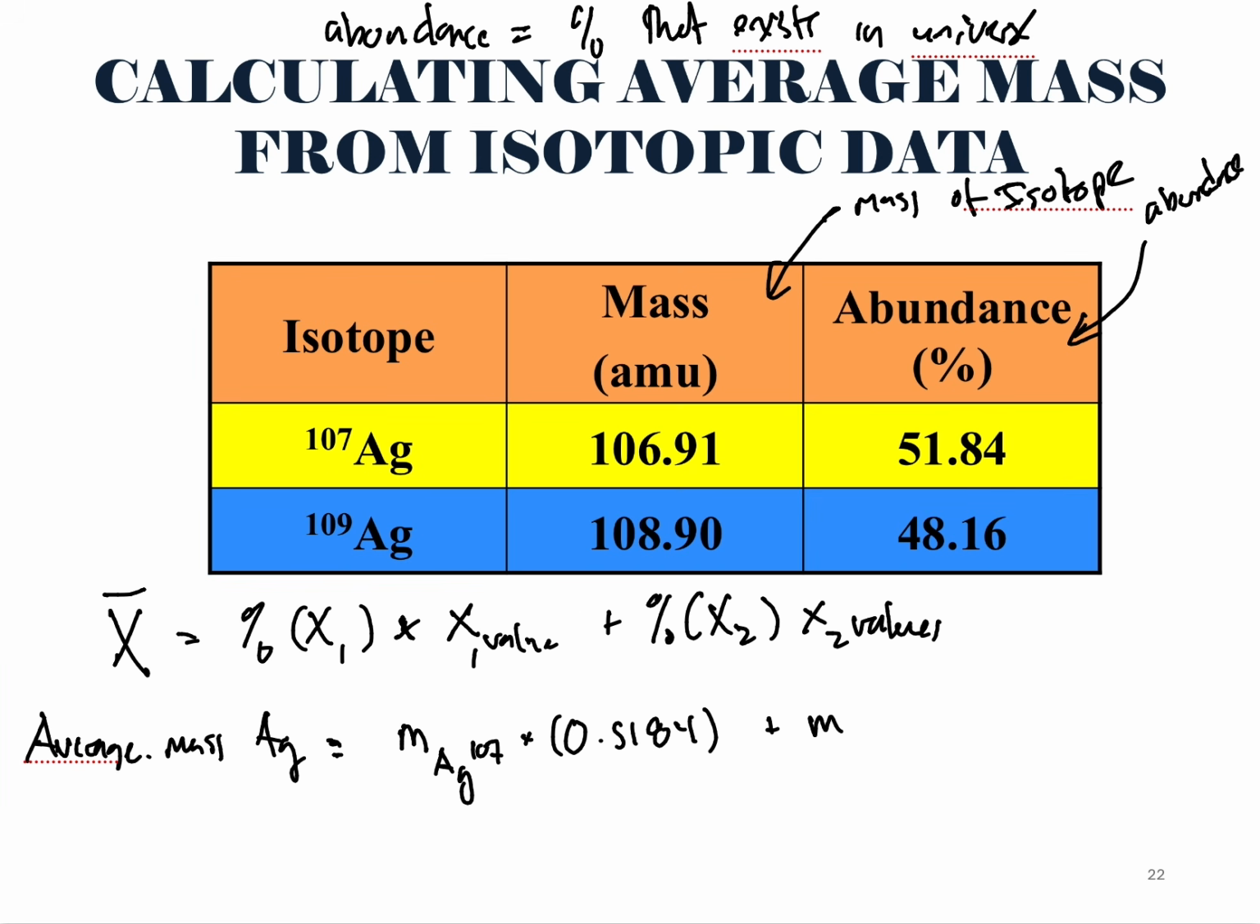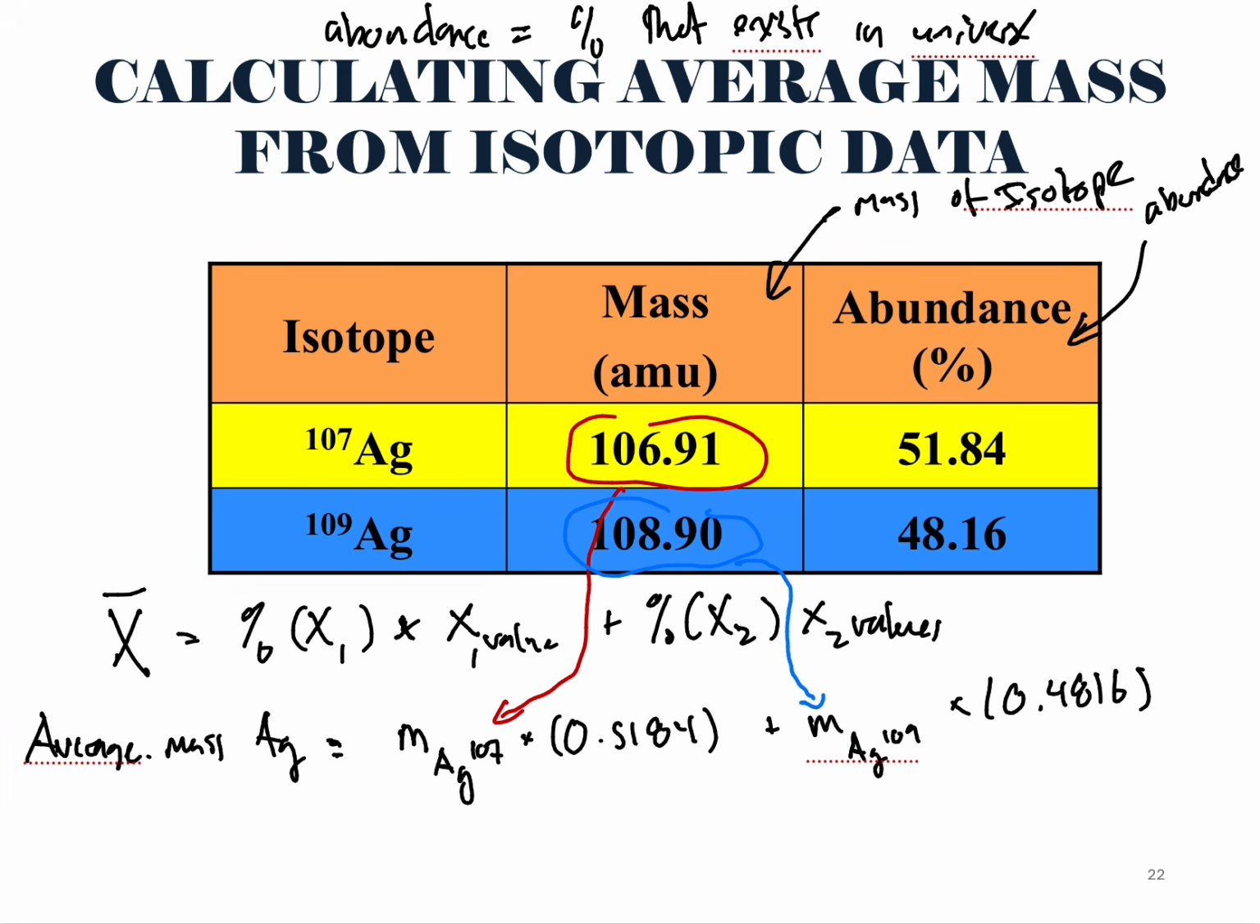plus the mass of Ag109 times its abundance, which is 0.4816. Right? So you plug in the numbers where this mass is that one right here. This mass is that one right there. And that's how you get the average mass, and that's how they use the average mass on isotopic data.